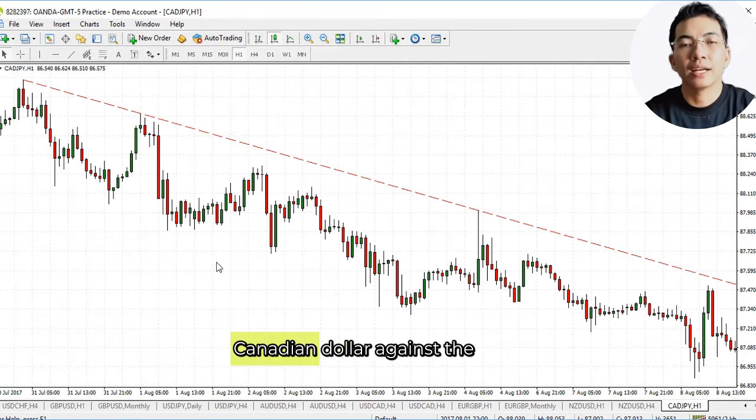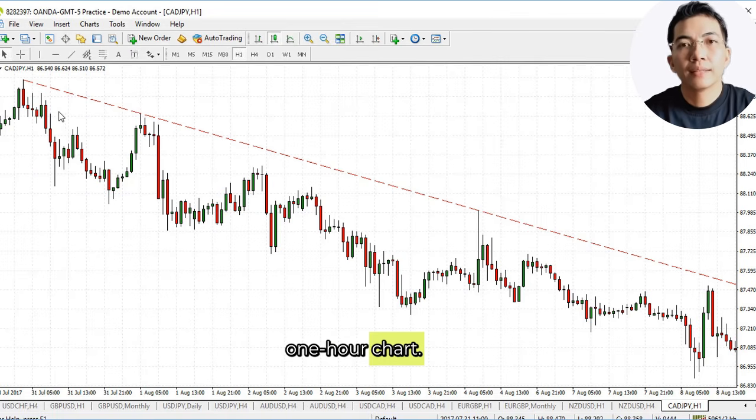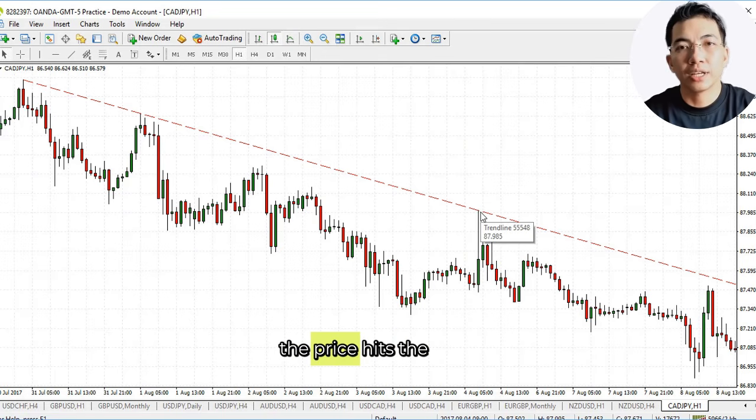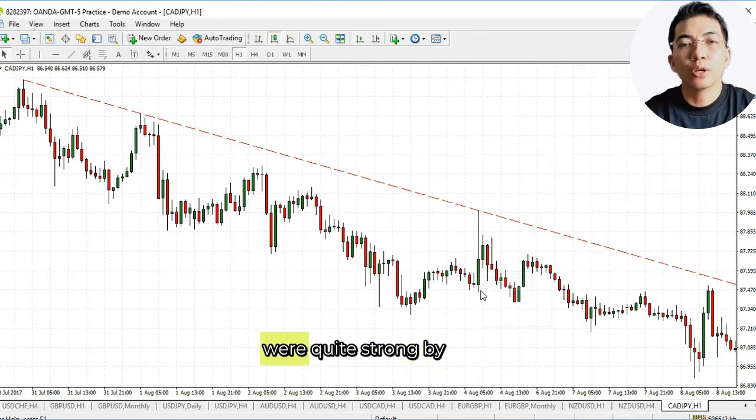So here we have the Canadian dollar against the Japanese yen on a 1 hour chart. I have drawn this downtrend line, so the reason for the trade is quite simple. I want to open a short position when the price is close to the downtrend line. The first time I considered a short position was here, because you can see that the price hits the trend line and then goes back, so sellers were quite strong by the end of the session.